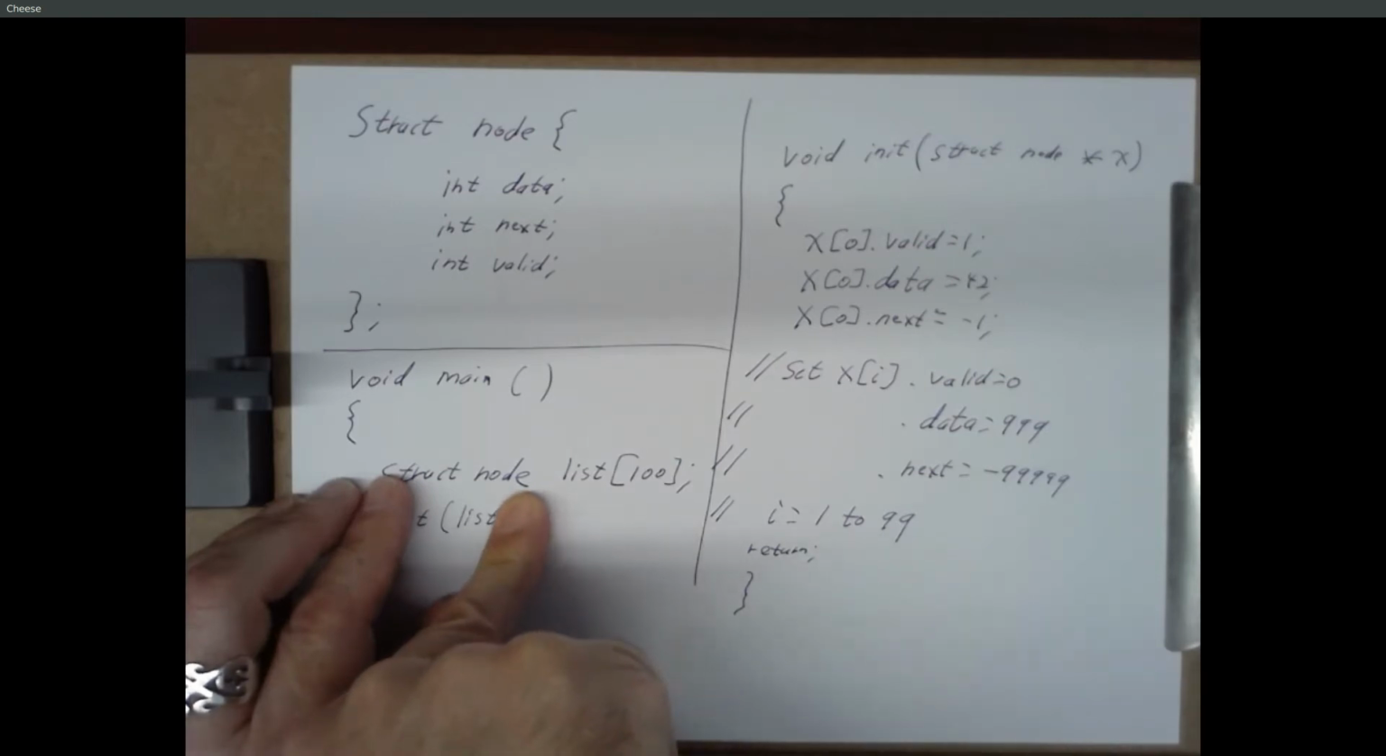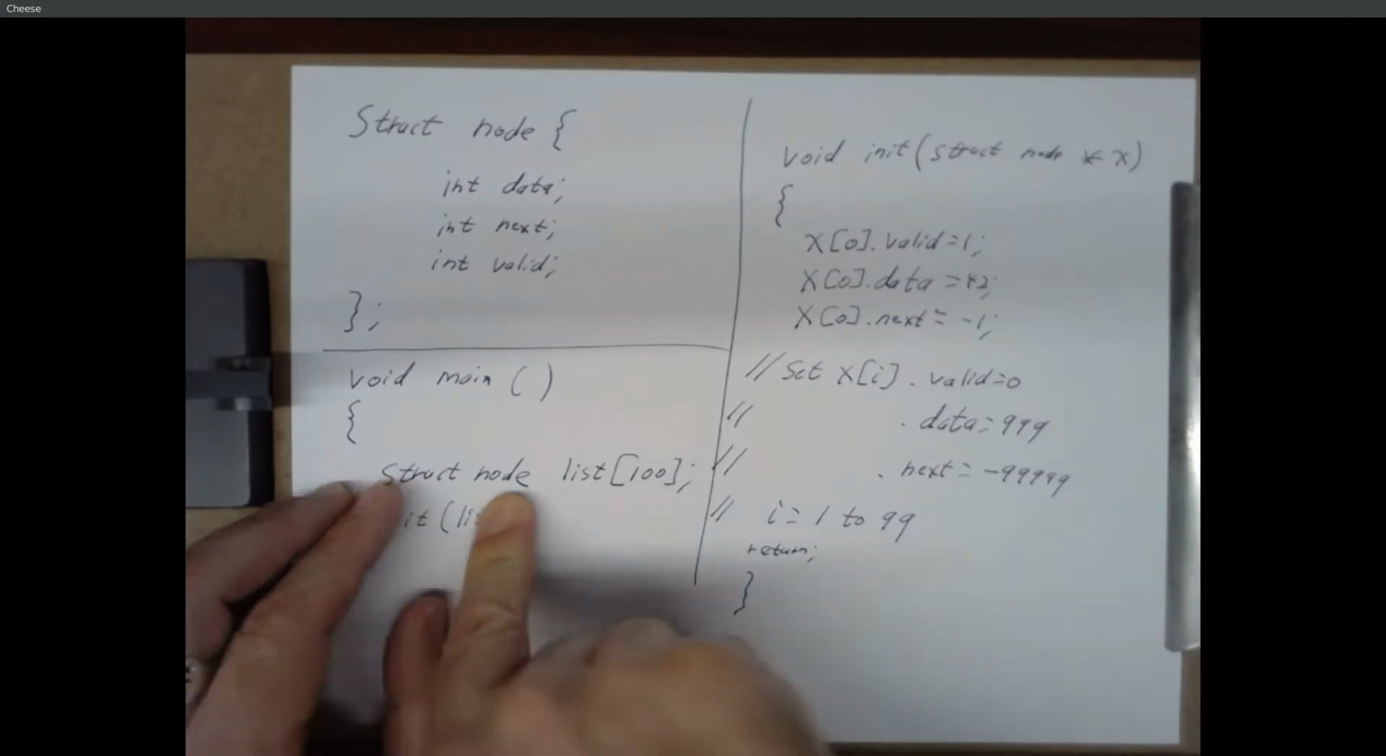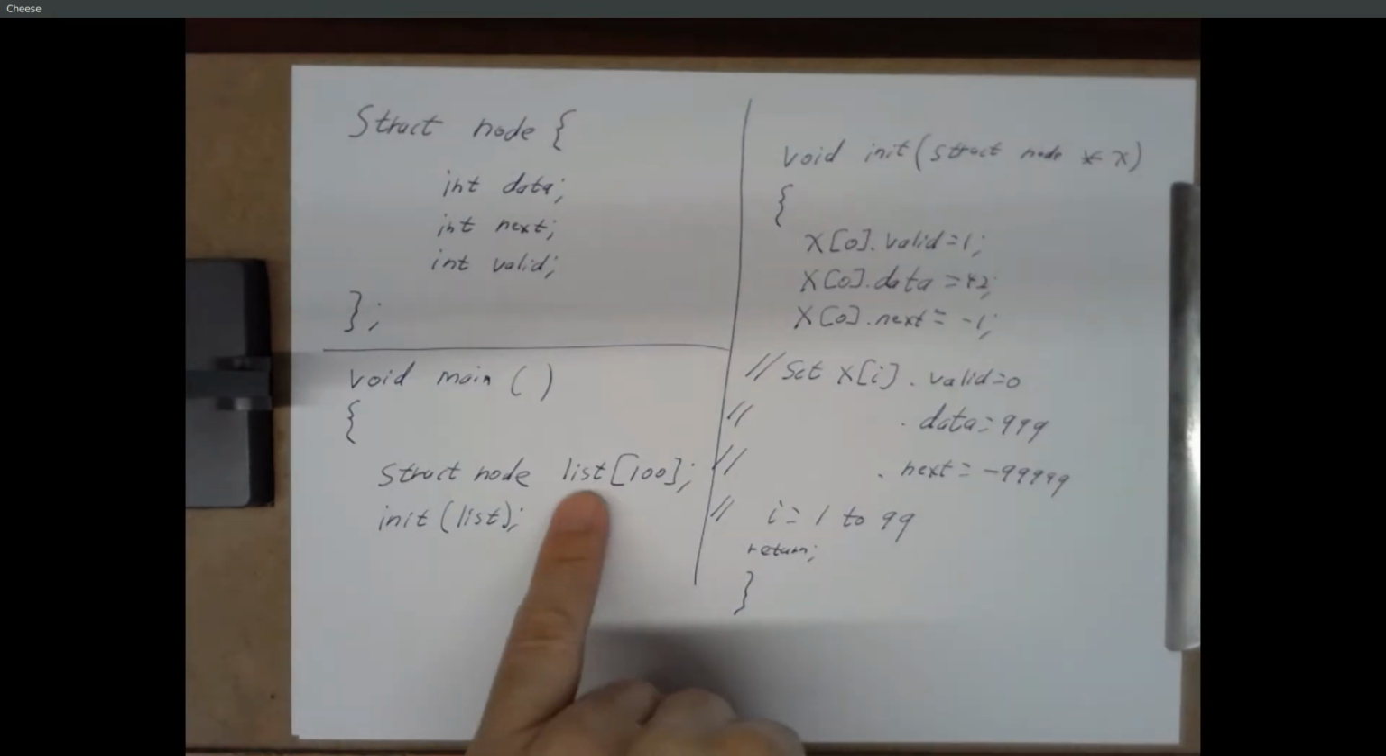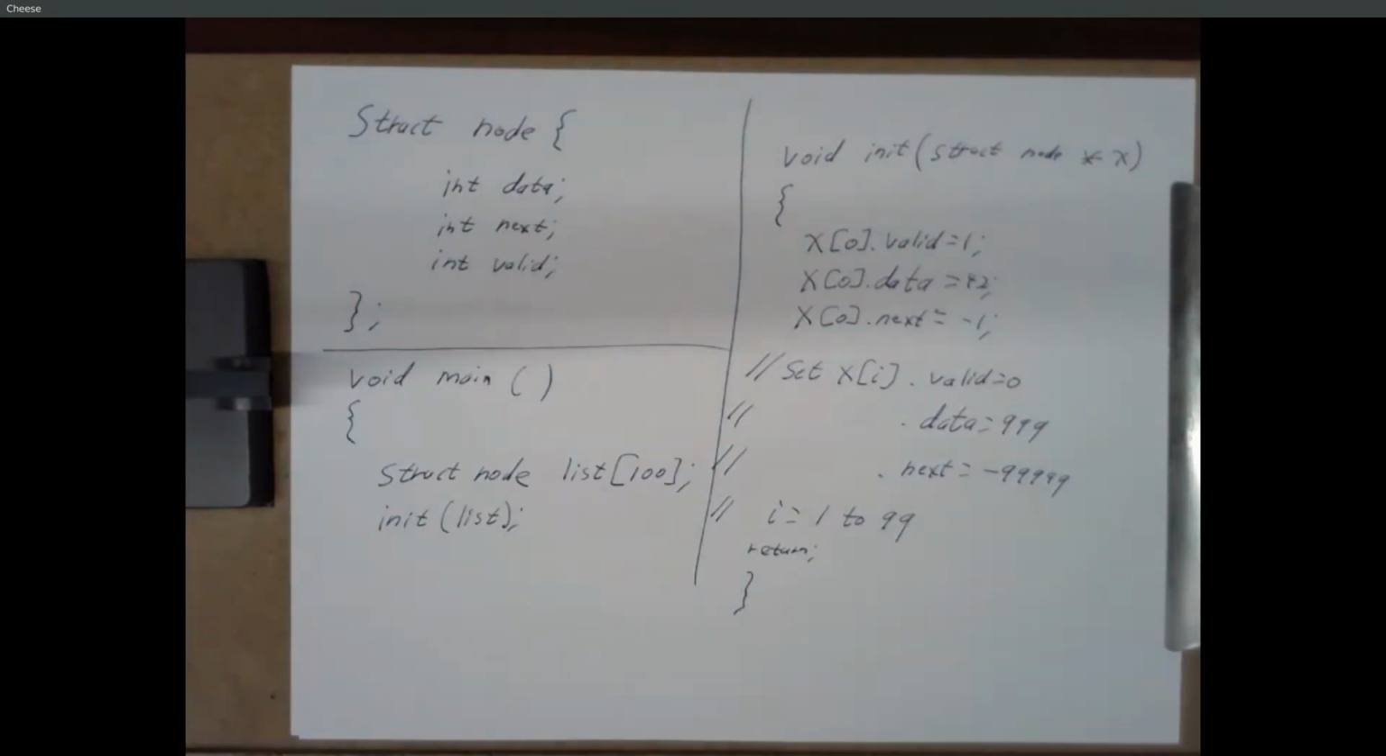I see. And all it's doing is allocating memory. It's not actually giving values to these things. It's finding a spot where it can store, in this case, 300 integers in a row. And it's reserving it and saying, when I say list, I mean the beginning of that array.